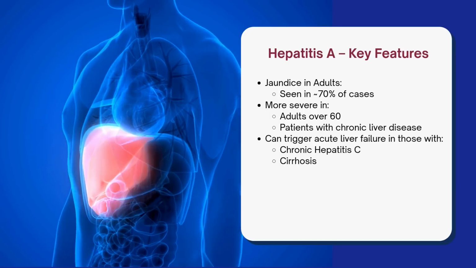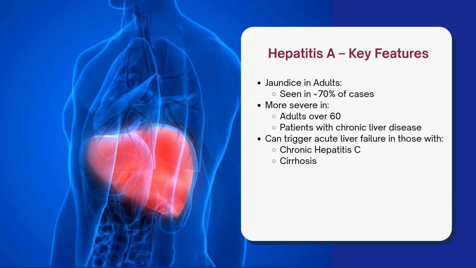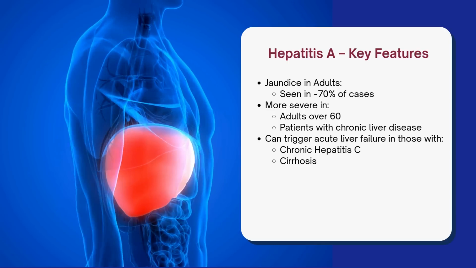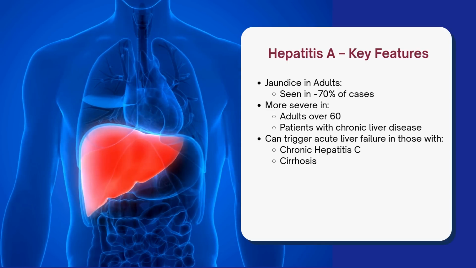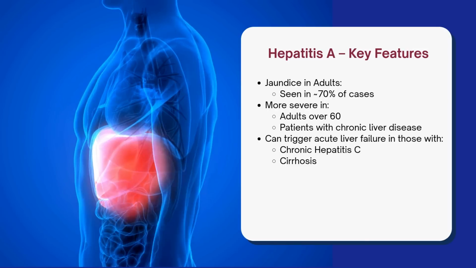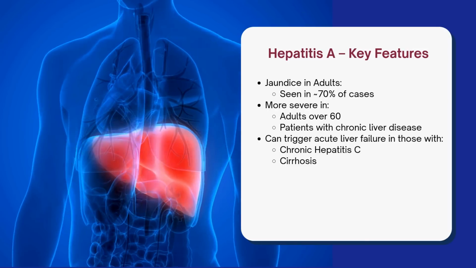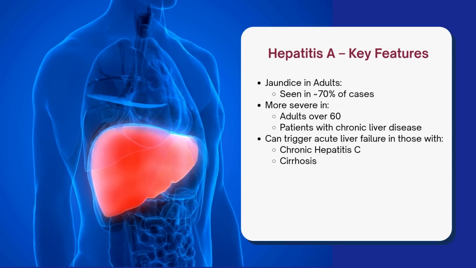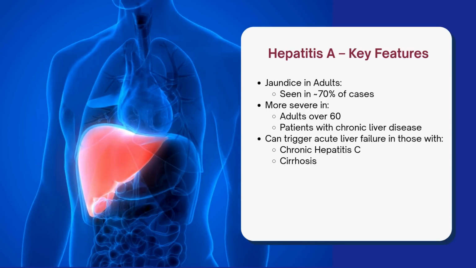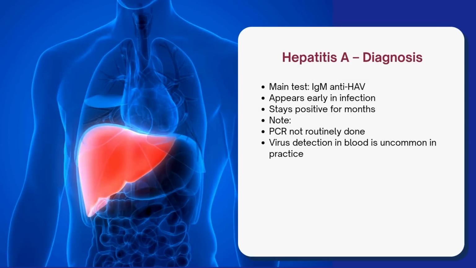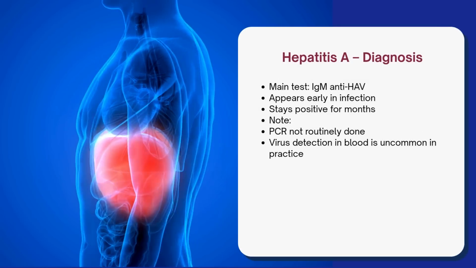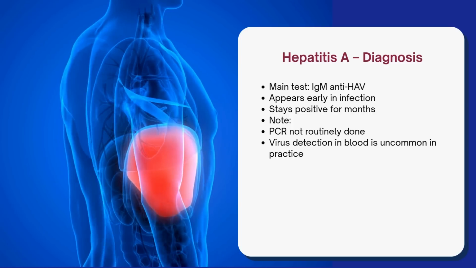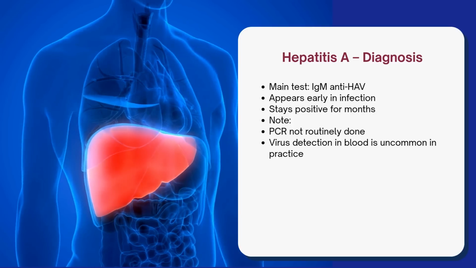Now let's zoom in on two classic forms of acute viral hepatitis. Starting with hepatitis A. About 70% of adults with acute Hep A will develop jaundice. It tends to hit harder, and last longer, in people over 60 or in those who already have liver disease. In someone with chronic hepatitis C or cirrhosis, a new HAV infection can even trigger acute liver failure. It's a big deal. Diagnosis: look for IgM anti-HAV antibodies. They show up early and stick around for months. We don't usually test for the virus itself in the blood.